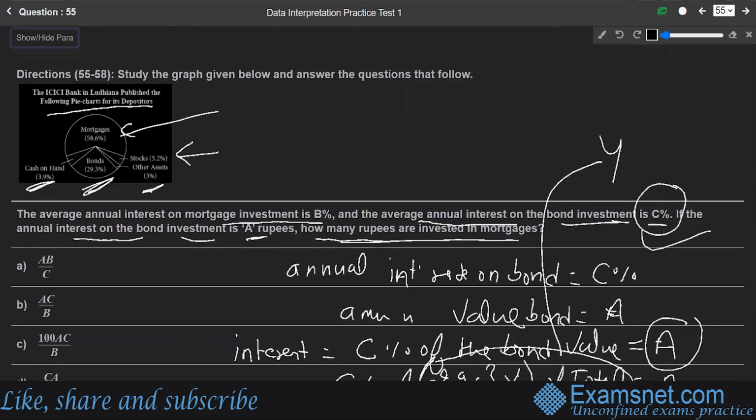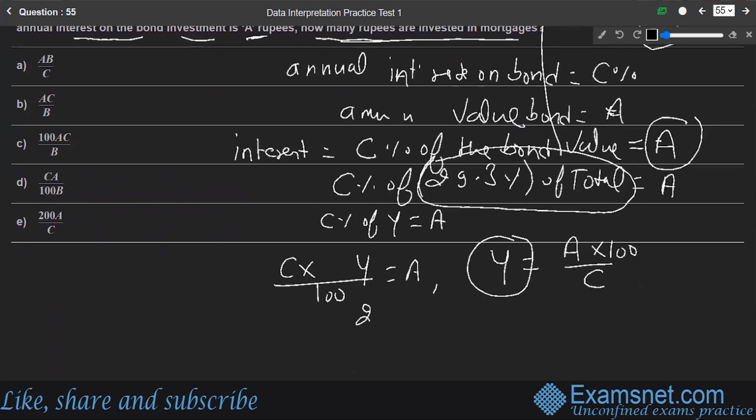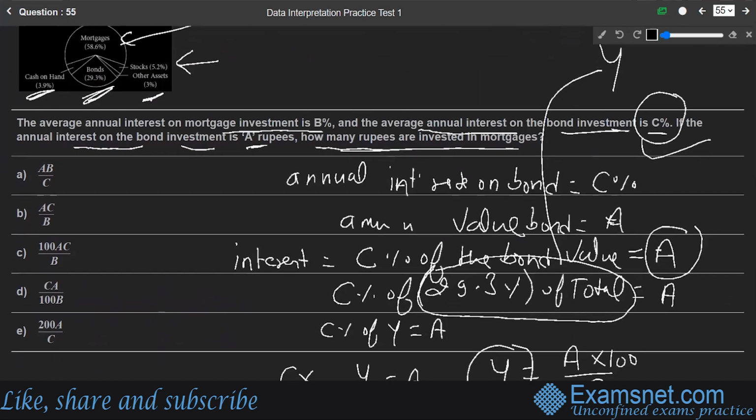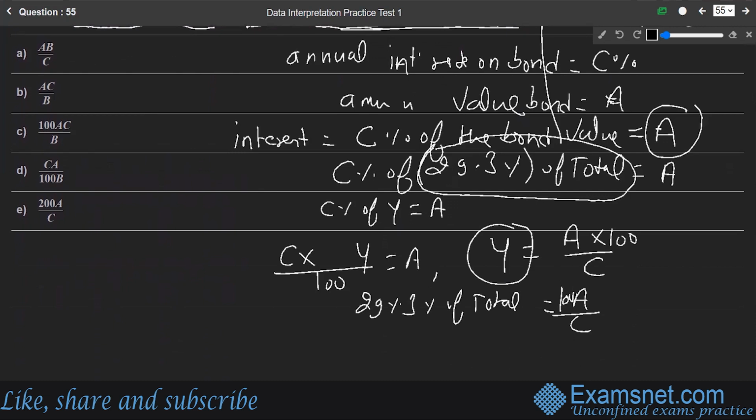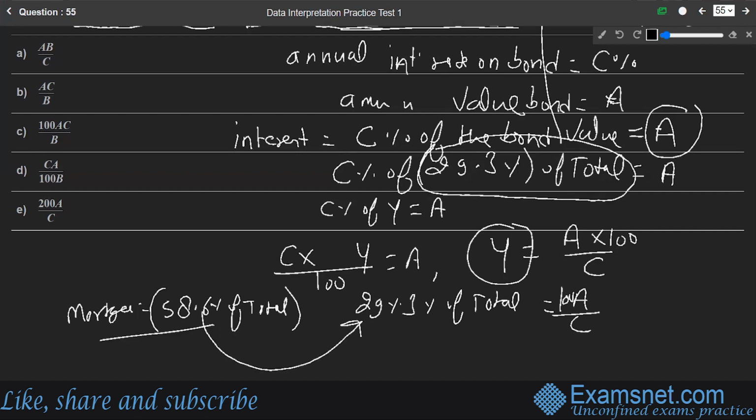In actual, Y is nothing but 29.3% of the total value, which is 100A by C. What he has asked us to calculate is how many rupees are invested in mortgages. In mortgages, 58.6% of the total has been invested, which is clearly double the 29.3%. So we can easily say that in the mortgages, double the amount of the bond has been invested.